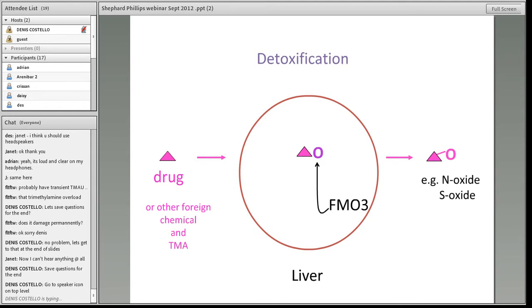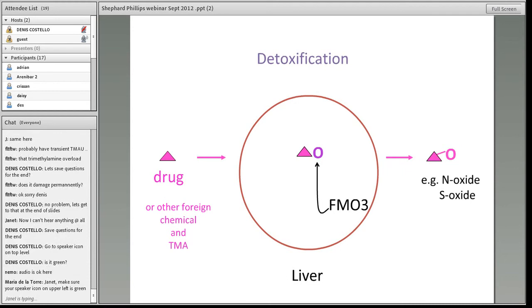And of course, if we didn't have anything in our cells to get rid of this excess chemical, then the cell would just curl up and die. But fortunately, we have enzymes like FMO3 who will add an oxygen onto a drug. And when that happens to the chemical, the drug can then start on its journey out of the body. And in the case of FMO substrates, they'll often be excreted through the urine.